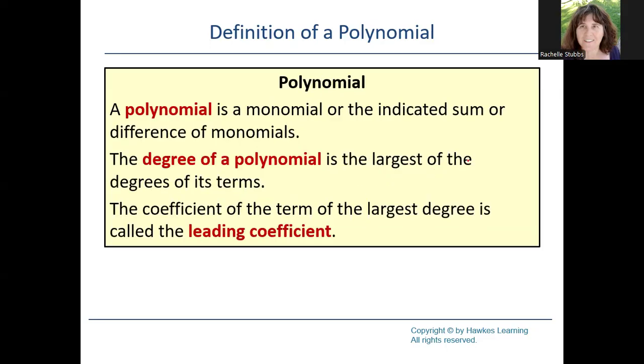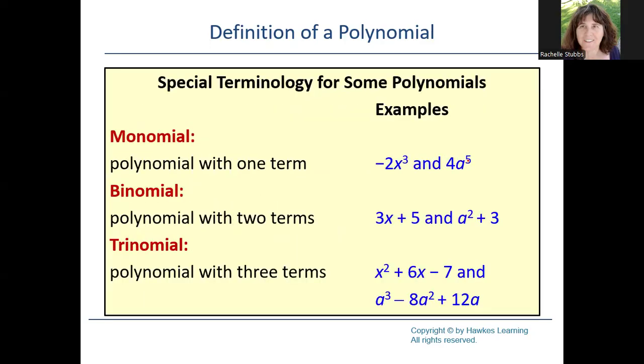So let's look at this. A polynomial is a monomial, or the indicated sum or difference of monomials. The degree of a polynomial is the largest of the degrees of its terms, and the coefficient of the term of the largest degree is called the leading coefficient. So let's look at these.